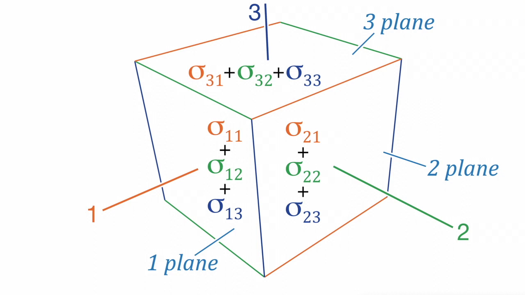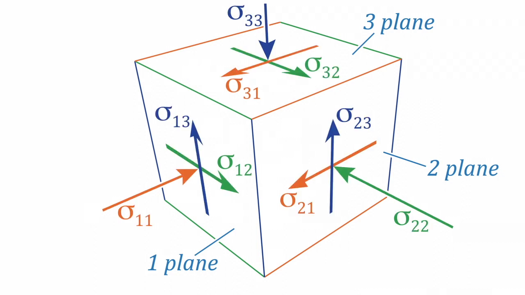Let's take a look at a slightly more informative way of looking at this. Here we have the vectors of each one of those 3 stress components for a given plane illustrated so you can see where they're going. So if we look at the 3 plane, we've got a normal stress, sigma 3, 3, and we've got 2 shear stresses acting on the plane, sigma 3, 1 and sigma 3, 2.